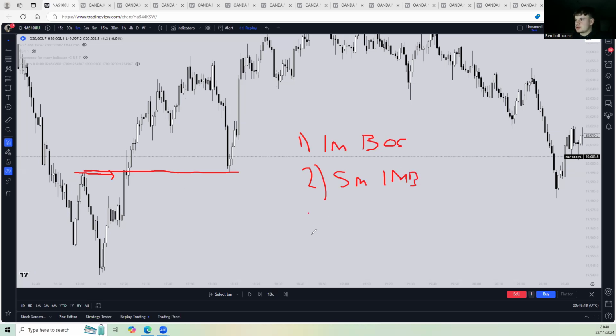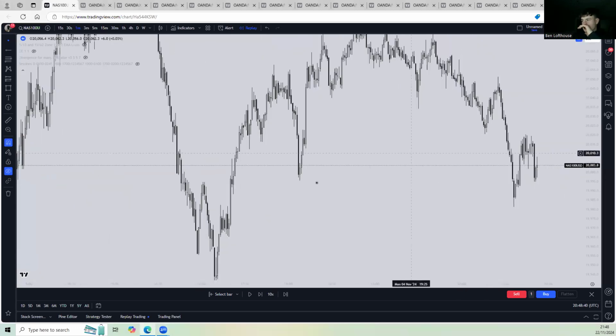Number three is the entry, which is the chandelier exit. Number four is your take profit imbalance. Or is it heading towards imbalance? So that's the top and bottom of the strategy.